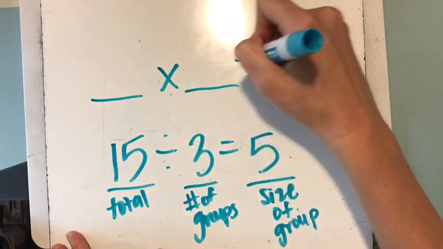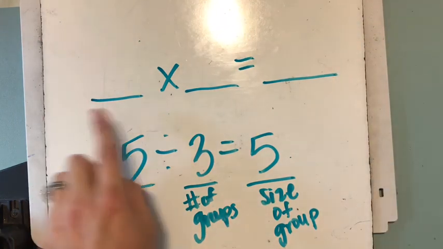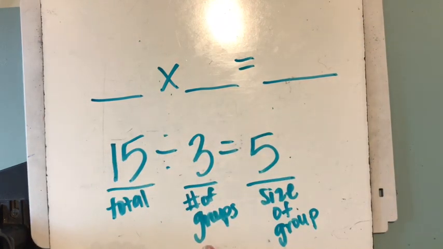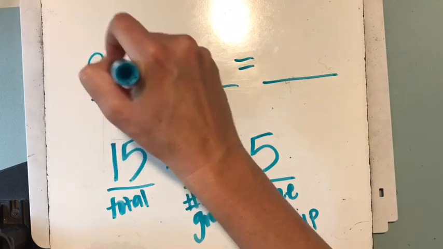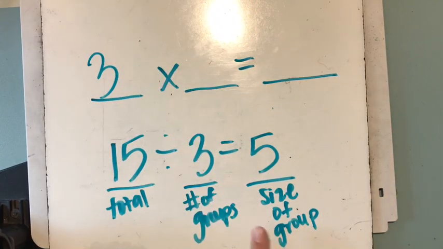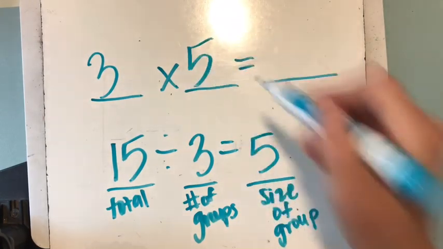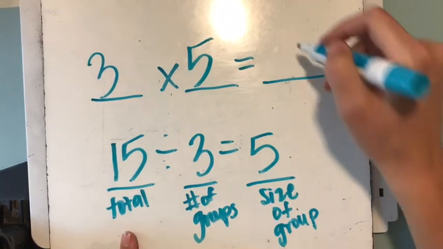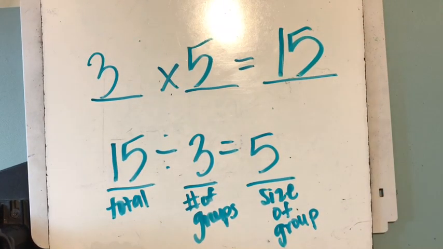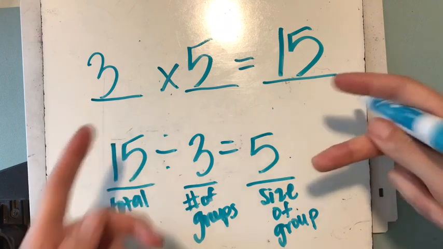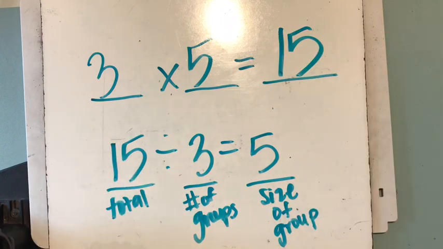It's the opposite. So in multiplication, I have 3 groups, and I have 5 in each group, and my total is 15. Do you see how they relate? Really cool, right? So it's the opposite. We're going to try and remember that in 3rd grade. Okay, let's go on.